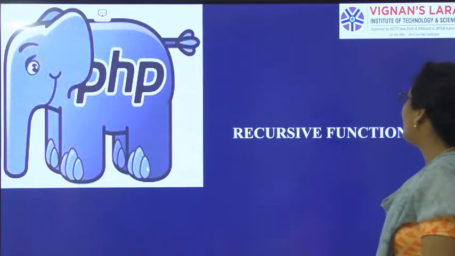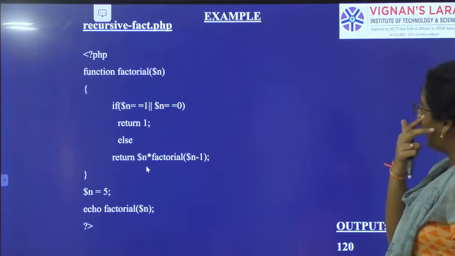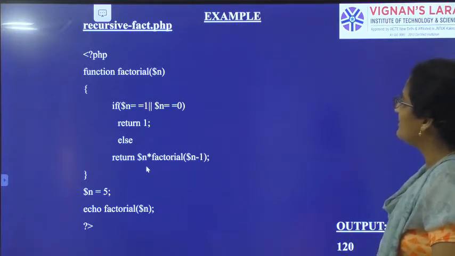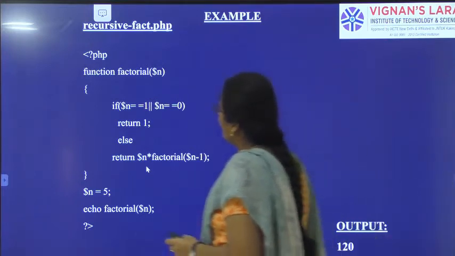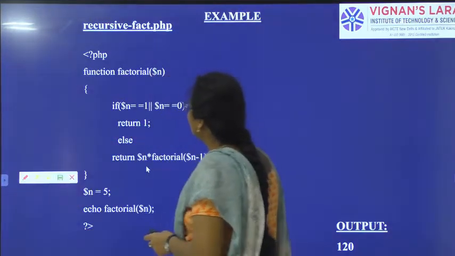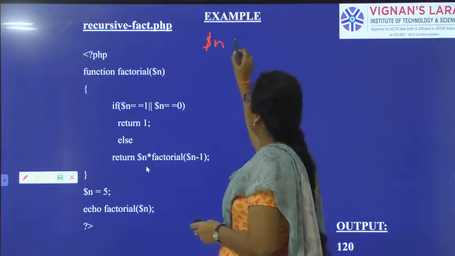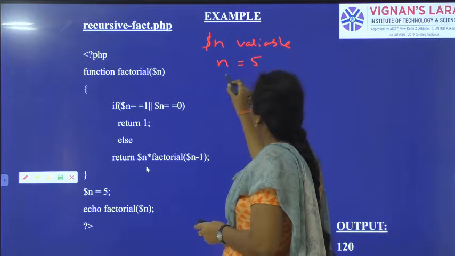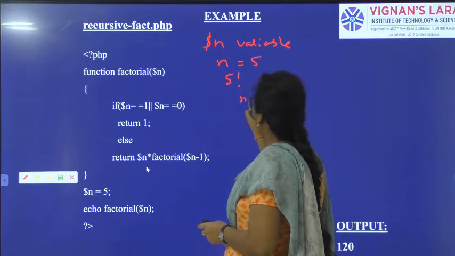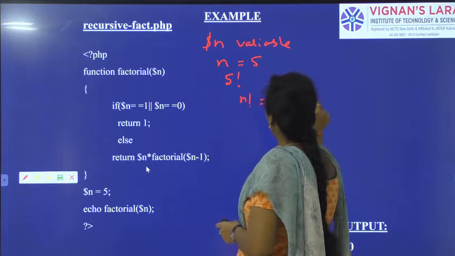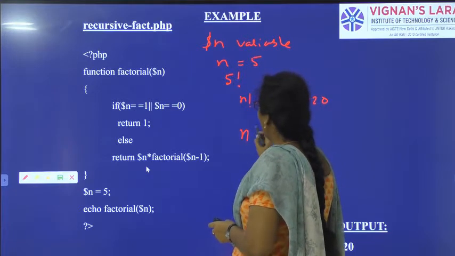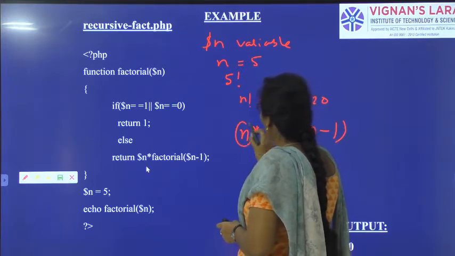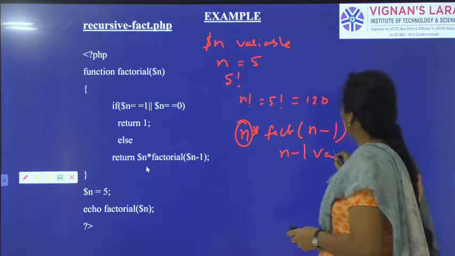Now, third one, recursive functions. So the same factorial program, finding the factorial of 5 using a recursive function, we are doing. So see here, now we are talking about recursive functions. We have created a variable $n and the value we have taken as 5. Now we need to find 5 factorial. So n factorial, 5 factorial, equals 120. For this we have a formula: n into factorial of n minus 1.